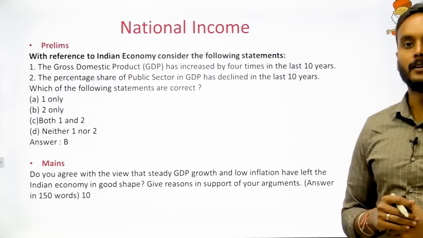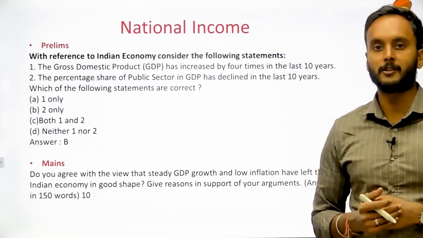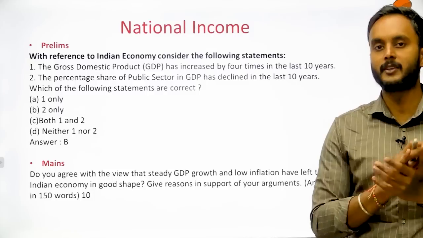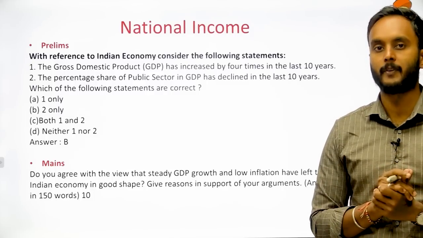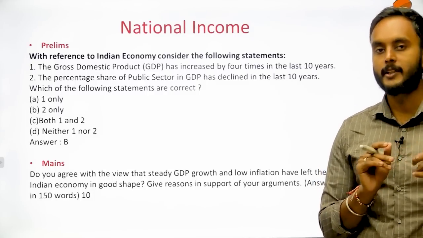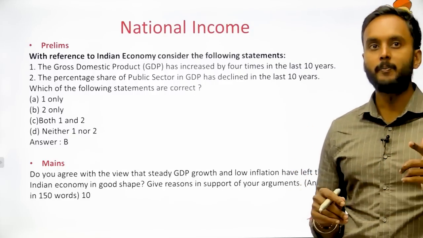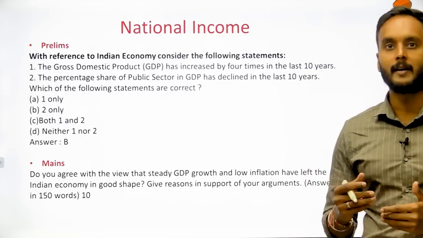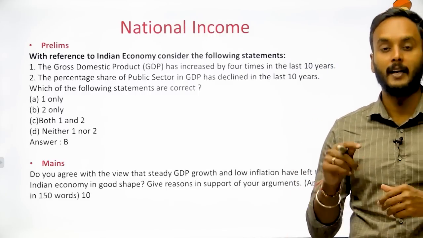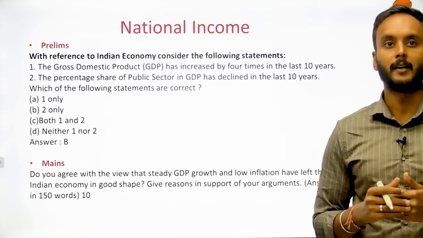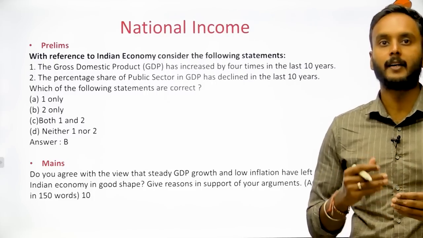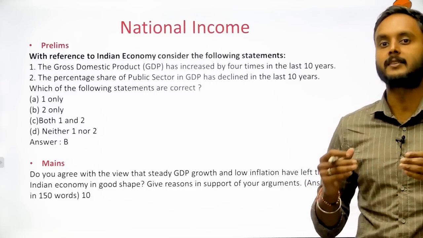Then, national income. When you come to this chapter of national income, just try to visualize where did you see national income as a part of our mind map. And here, the question is again, observe the questions. They are saying the GDP has increased by 4 times in the last 10 years. They are observing a trend. They are also saying that the percentage share of public sector in GDP has declined in the last 10 years.